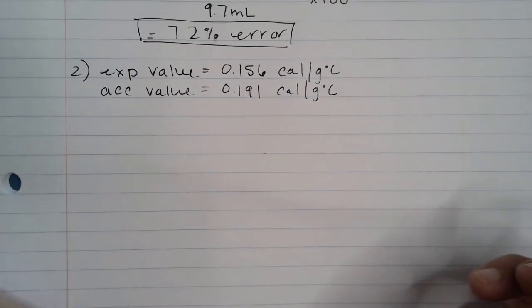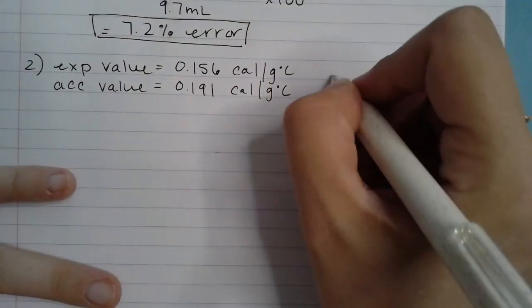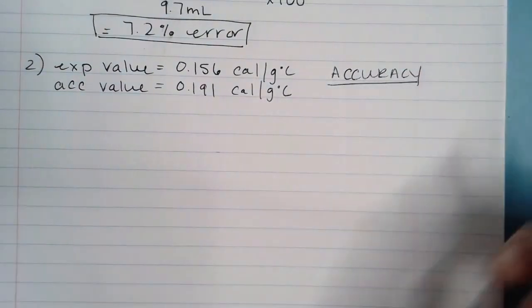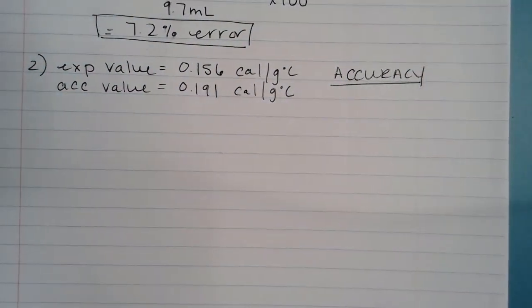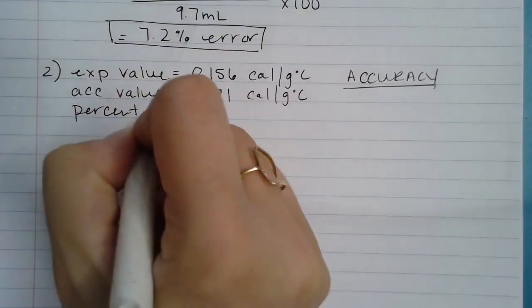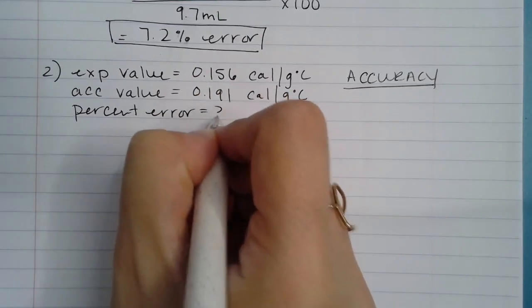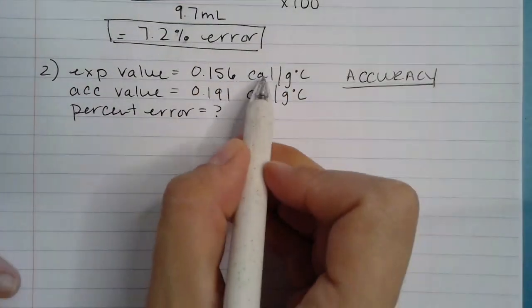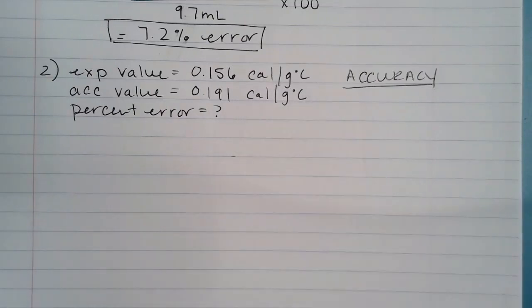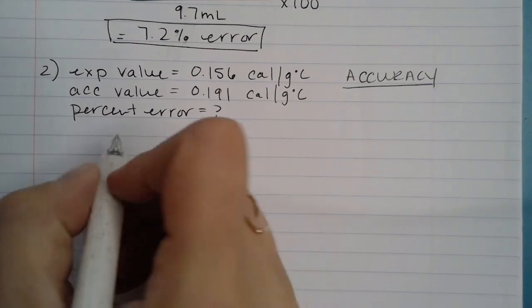Is the student accurate? So again, we're trying to determine the accuracy here. To determine if a student is accurate, we want to find the percent error. So that's what we're going to look for. Don't let these units confuse you, because as long as they're the same units, which, spoiler alert, they will always be the same units for you, you don't have to worry about what the units are. You just have to use the numbers and plug them into the equation.